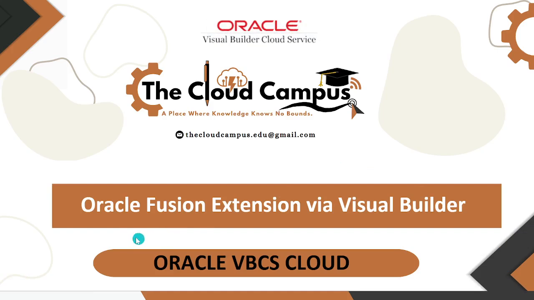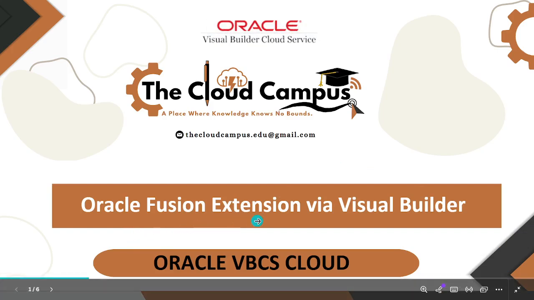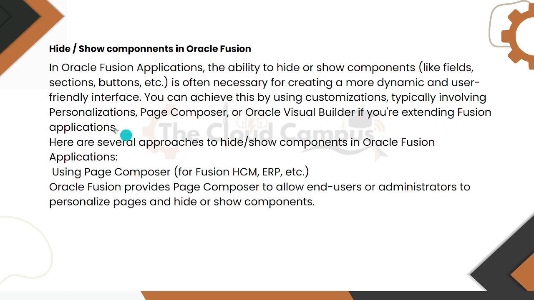Today we are going to learn about Oracle Fusion extension via Visual Builder: hiding and showing components in Oracle Fusion. In an Oracle Fusion application, the ability to hide or show components like a field, section, or button is often necessary for creating a more dynamic and user-friendly interface. You can achieve this using customization, typically involving Personalization, Page Composer, or Oracle Visual Builder.